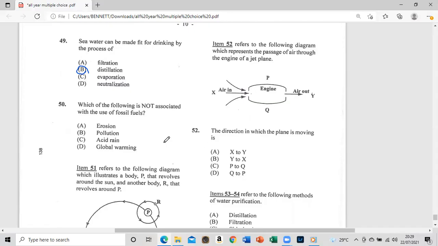Which of the following is not associated with the use of fossil fuel? Is it A, erosion, B, pollution, C, acid rain, or D, global warming? And that is erosion.